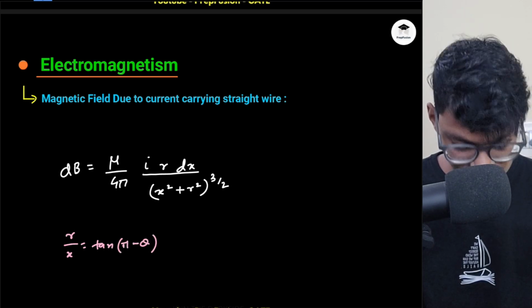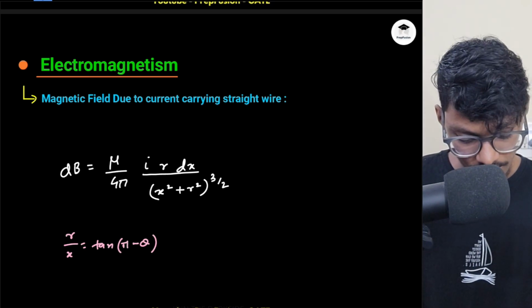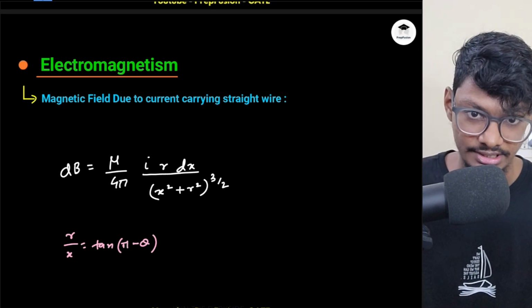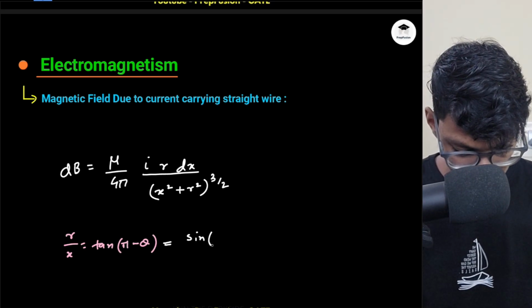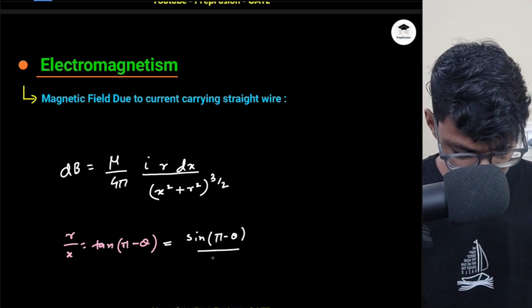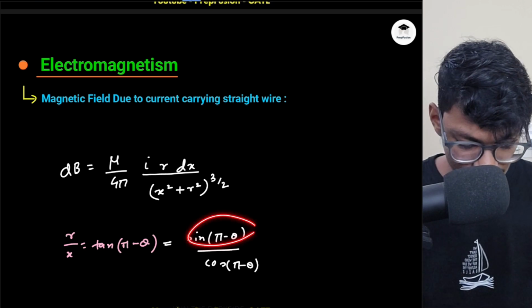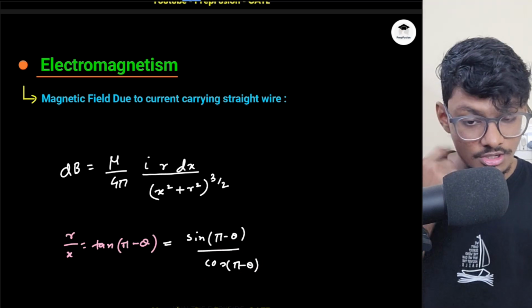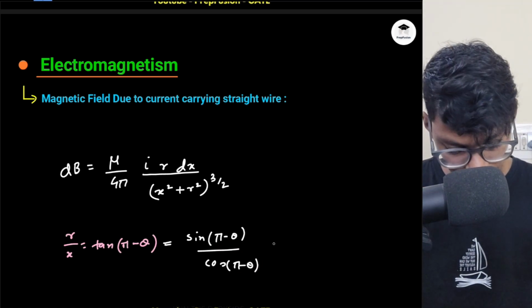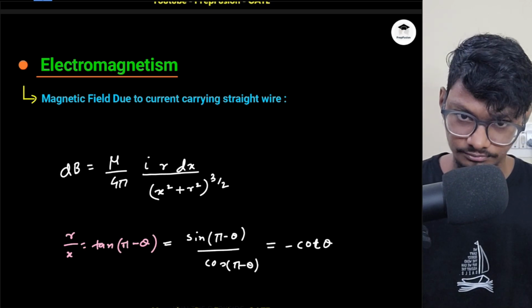This I think you can figure out simply. If you are not able to, you have to do it by yourself. Now what is tan of pi minus theta actually? If you tend to forget, it is sine of pi minus theta divided by cos of pi minus theta. Sin of pi minus theta is sin theta itself, but cos of pi minus theta is actually minus cos theta. So overall, r by x becomes minus cot theta.